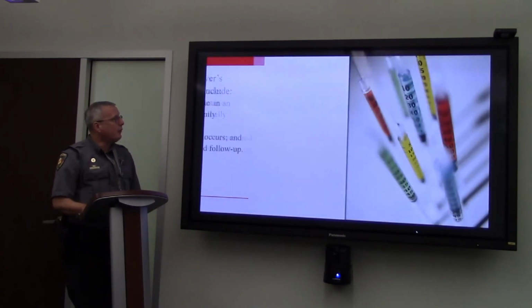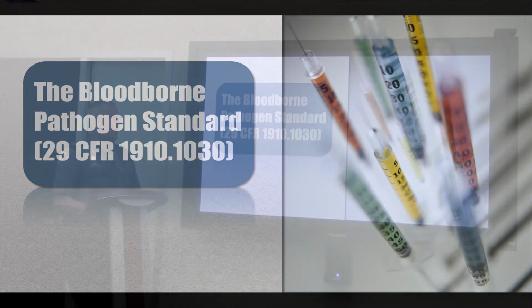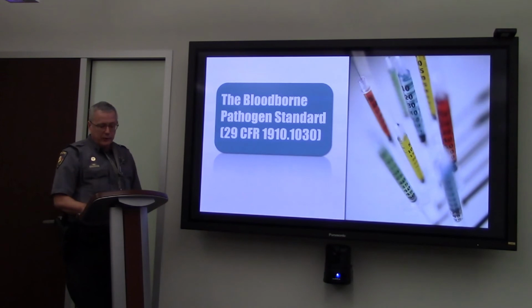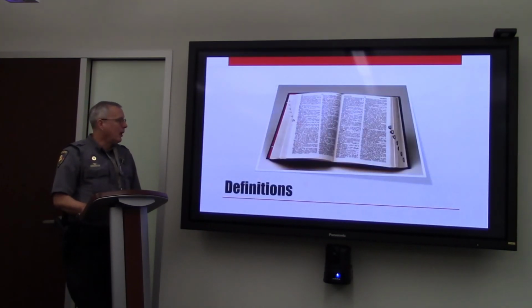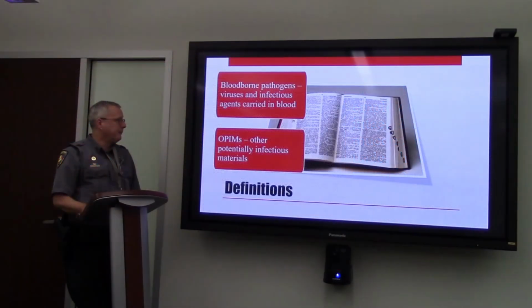Okay, first thing, Bloodborne Pathogen Standard 29 CFR 1910.1030. This is the federal regulation that defines what an employer has to do to protect their employees from any type of bloodborne exposure. Before we go too deep into the Code of Federal Regulations, we've got to go through the definitions that are in the Bloodborne Pathogen Standard. The first one is a bloodborne pathogen itself. And a bloodborne pathogen, according to OSHA, is any virus or infectious agents that are carried in the blood.